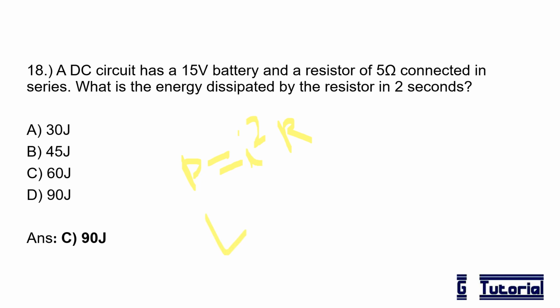And energy dissipated is equal to I square R into T time. So I is equal to 15 V by Ohm's law, it is V by R. 15 by 5, it is 3. 3 square is 9 into, and here the resistor is 5 ohm, and time is 2 seconds. So 5 into 2, which is 10. 10 into 9, 90. 90 joule is the answer.